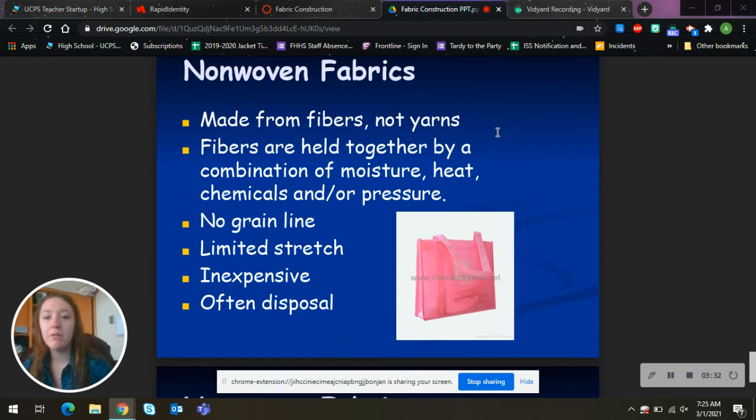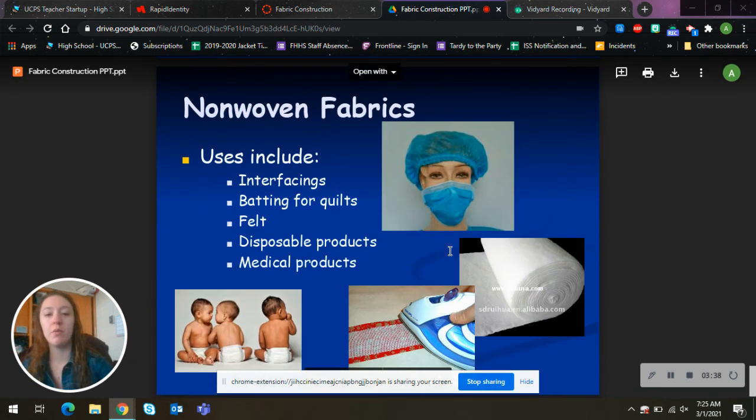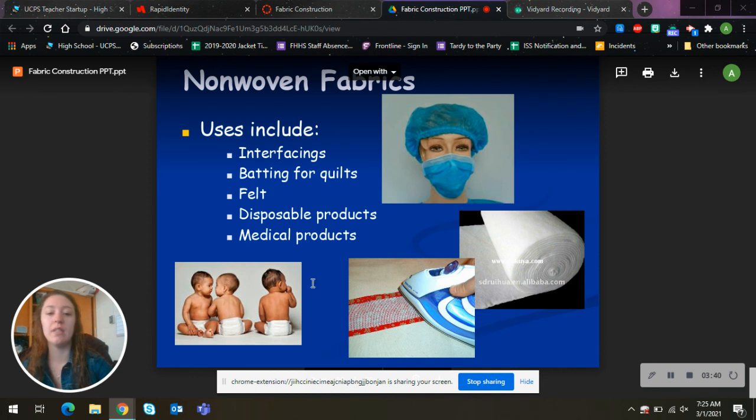And then non-woven fabrics: there's no grain line, limited stretch, and they're inexpensive. It's often disposable, like reusable bags, medical wear, diapers, things along those lines.